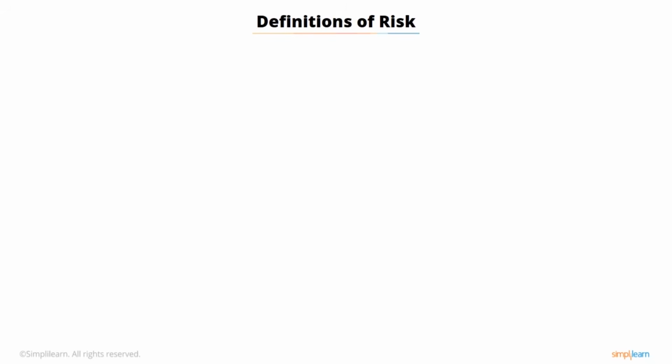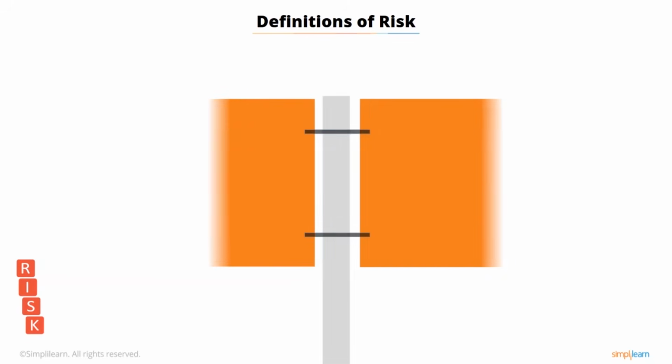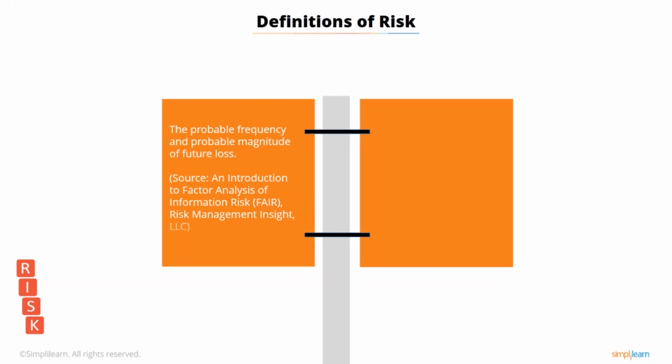Let's consider two other definitions of risks, and these are slightly worded differently, but very similar and almost identical in meaning to what we've already seen. The probable frequency and probable magnitude of a future loss. Now, what I really like about this definition is the use of the word probable. It's unlikely that you'll be able to know exactly how frequent an event may occur, or the exact magnitude. You have to perform an estimate.